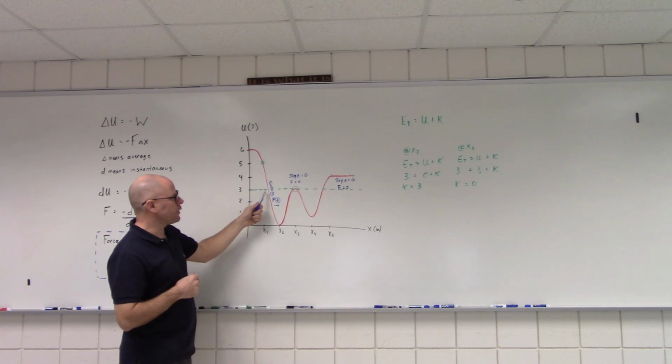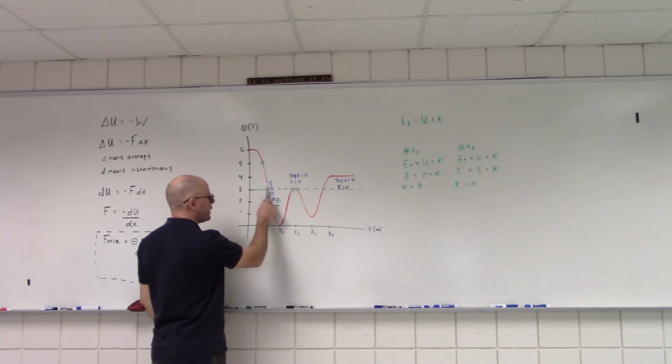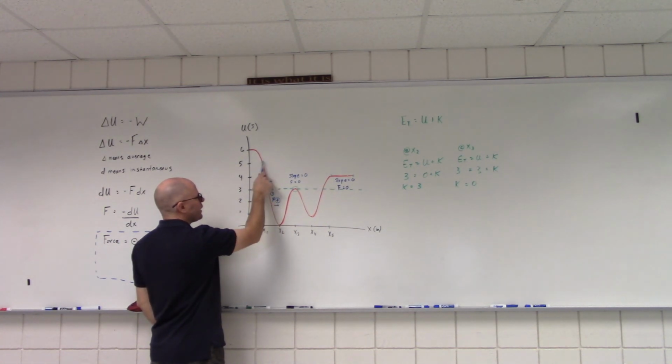And then we wonder, how far to the left could it get? Well, if it stops when it gets to this total energy height, which means it could get to here, so it could never get to x1, it could only get to this because x1 has total energy of 5.